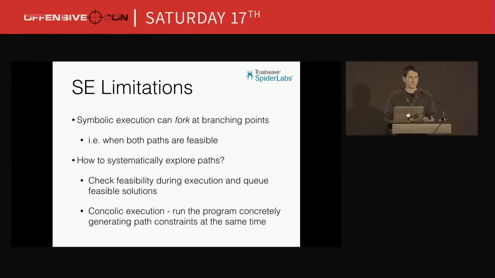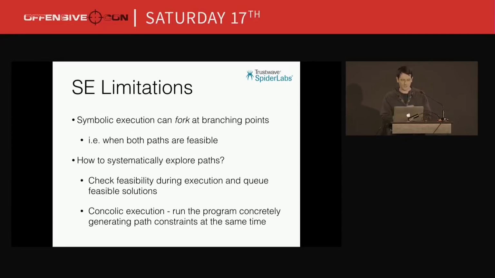Symbolic execution can fork at branching points. When we have a conditional statement, if, we can fork and create two paths, and then both paths can be feasible. The question now is, how do we systematically explore all the paths? What we can do is check feasibility during execution and then queue feasible solutions. Every time you get to a conditional statement, an if branch, you query the solver, and if the path is feasible, then you use the path and put it on the queue. If not, you just discard the path. That's one solution, but it becomes very expensive because every single time you have to query a solver.